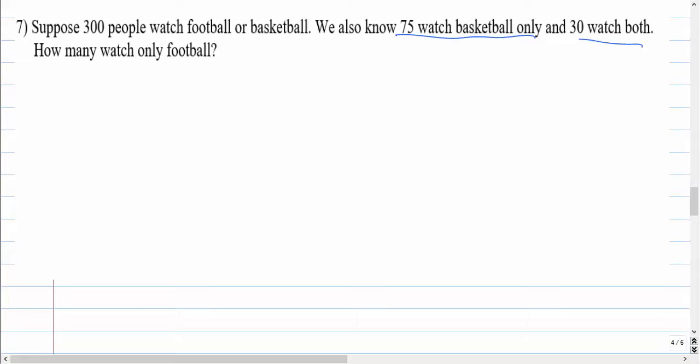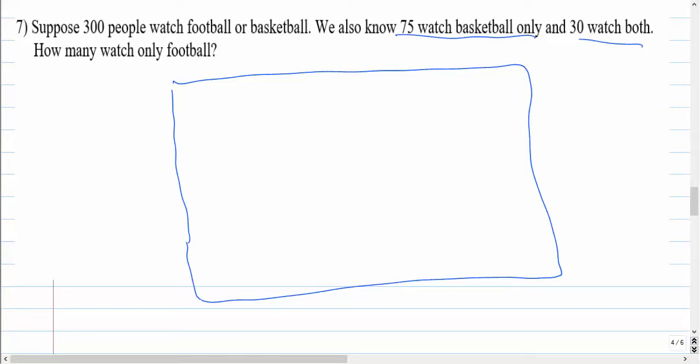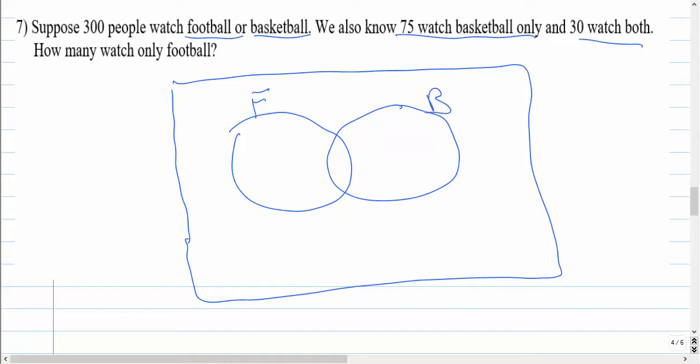If we were counting how many subsets there were, we have the 2 to the n formula. If we were counting how many things are in one or another set, we have that formula we just worked with. Another way of counting would be to create a Venn diagram. So I'm going to create a Venn diagram here. It may or may not work. I'm working with 2 sets. One is football, one is basketball.